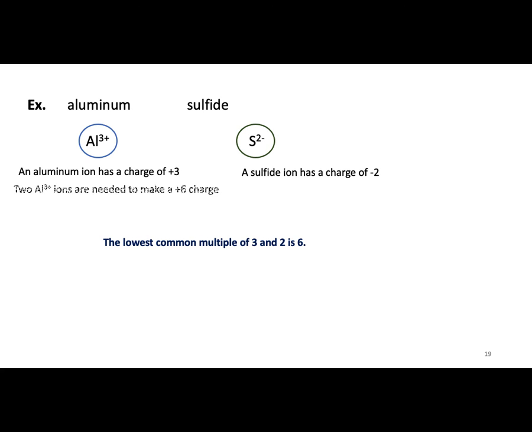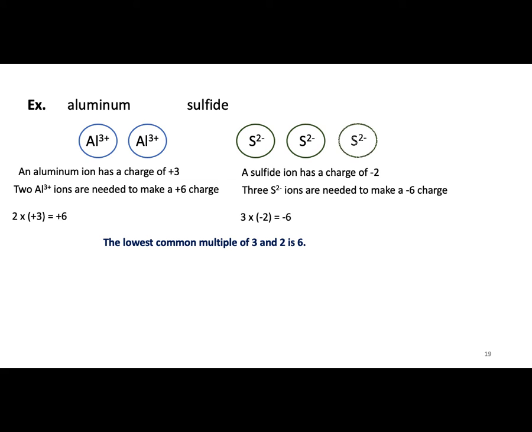So how are we going to get 6 positives? We need 2 aluminum ions to make a +6 charge, because 2 times +3 is +6. So what are we going to do for sulfide? We need 3 sulfide ions to make a -6 charge, because 3 times -2 is -6. There we go. There's 3 of them. Now the charges are balanced out and our overall compound is going to be neutral. So our formula is Al2S3.